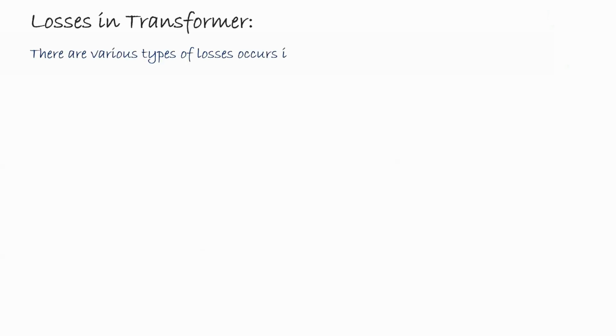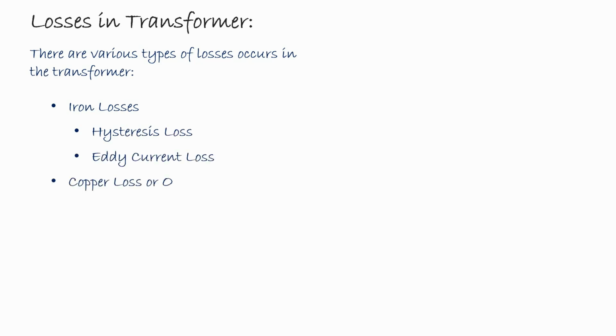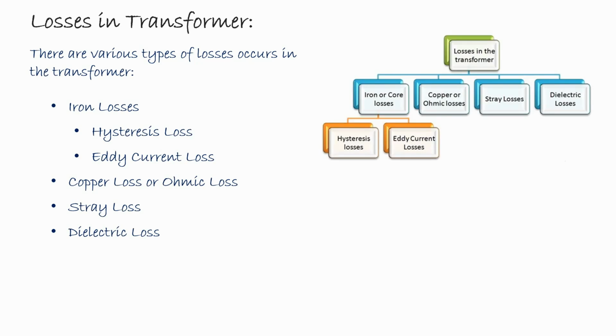There are various types of losses that occur in the transformer. These are the iron losses. Iron loss is of two types: one is called the hysteresis loss, another is called the eddy current loss. Next is the copper loss or ohmic loss, then the stray loss, and finally the dielectric loss. So it can be represented like this. This is the total loss of a transformer.